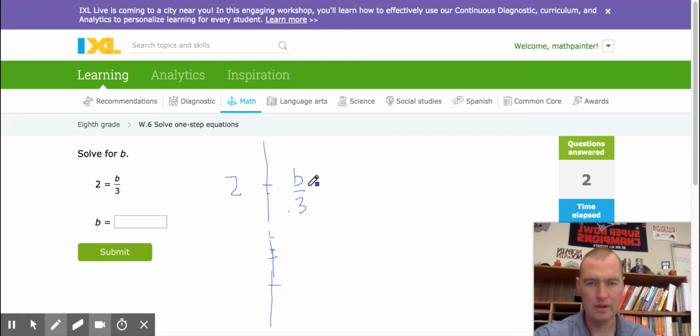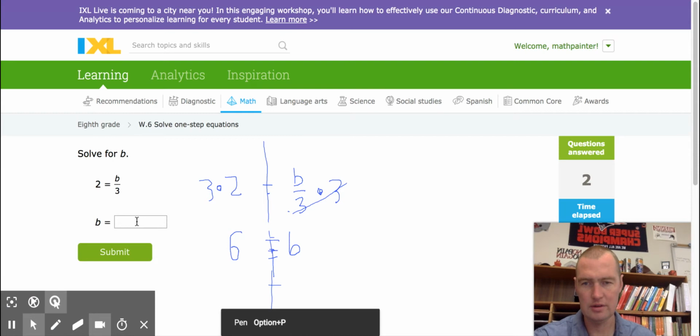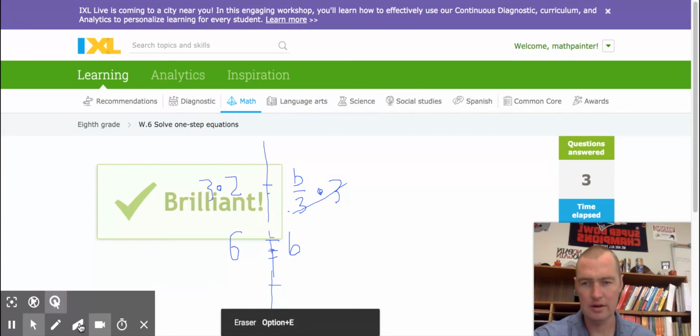Now look at the sign here. The sign says to divide. Fractions are divide. So instead of dividing by 3, we're going to multiply both sides by 3. So times 3, but whatever you do on one side, you must do to the other side. So multiply times 3. So now 3 times 2 is 6 equals, 3 divided by 3 cancels to 1, and b divided by 1 is still b. So 6 equals b. So we're going to take that, plug it in. 6 equals b. Beautiful.